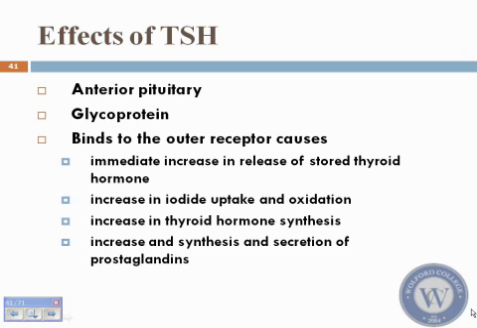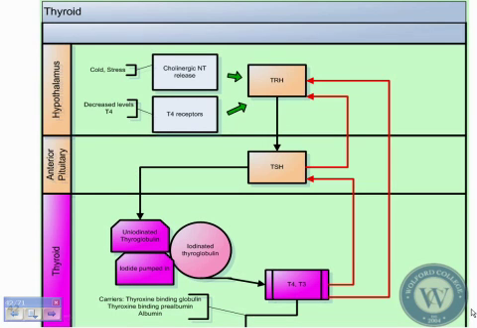Now the effects of thyroid stimulating hormone in the anterior pituitary is that it produces a glycoprotein which binds to the outer receptor, causing an immediate increase in release of stored thyroid hormone. This increases iodine uptake and oxidation. There's an increase in thyroid hormone synthesis, and an increase in synthesis and secretion of prostaglandins as well. So the end effect is that you get the following: you eventually get the iodination, T4 and T3, to take place.